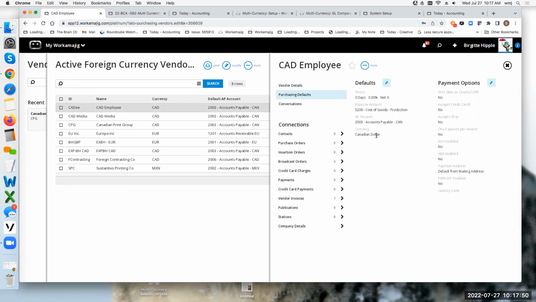Now, does my vendor ever want to be paid in different currencies? They can be. I can set that when I add the next vendor invoice. Do I want to pay them in GBP, Canadian dollars, or Japanese yen? I can do any of those so long as I have the accounts payable account currency matching. All right.